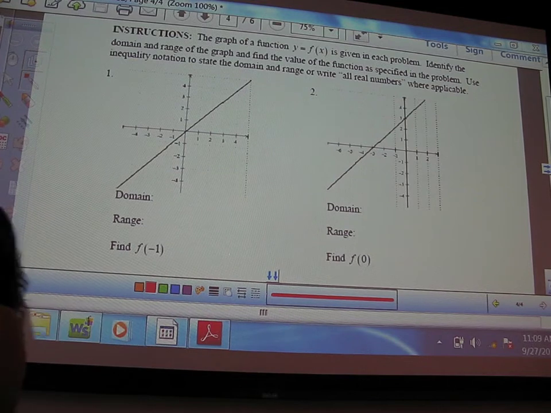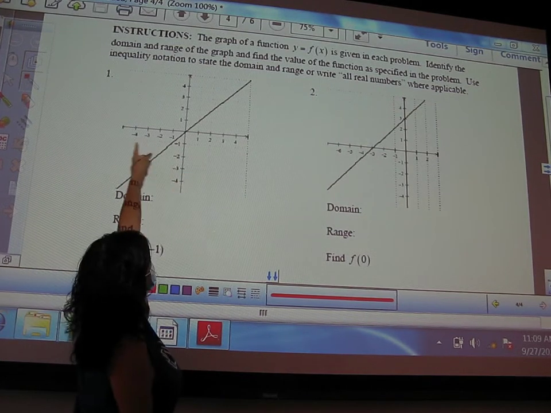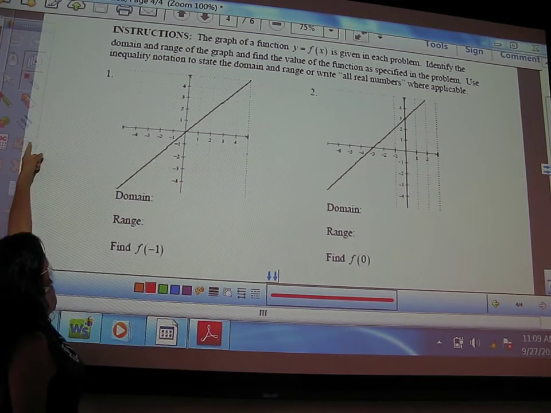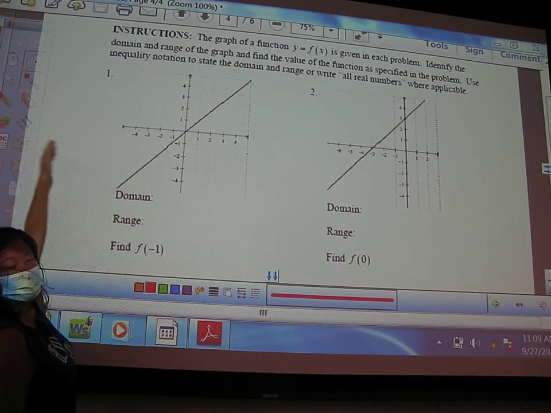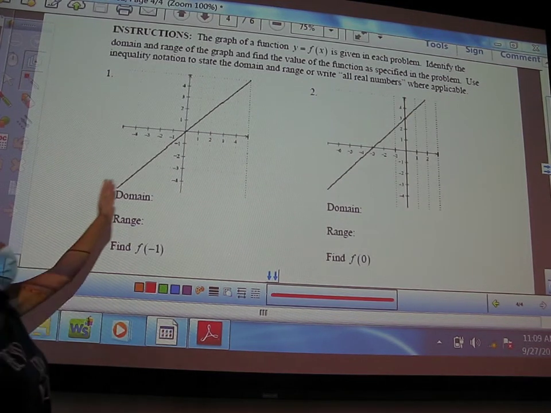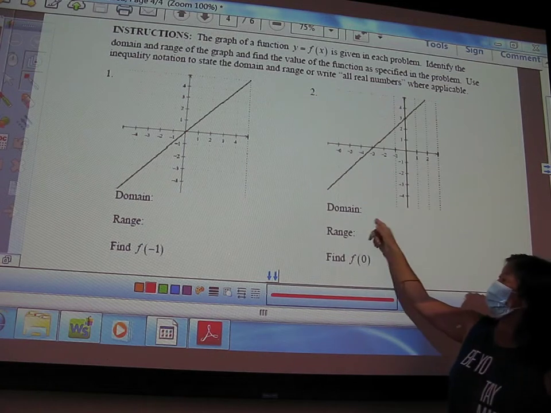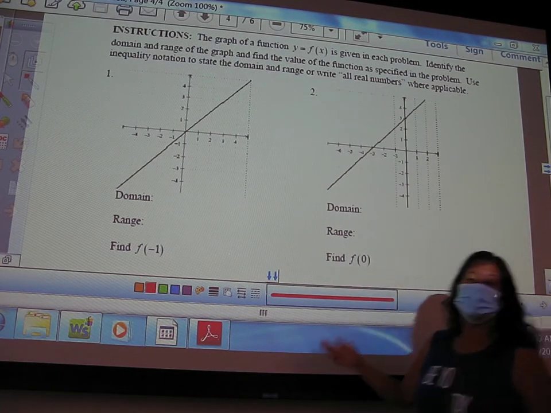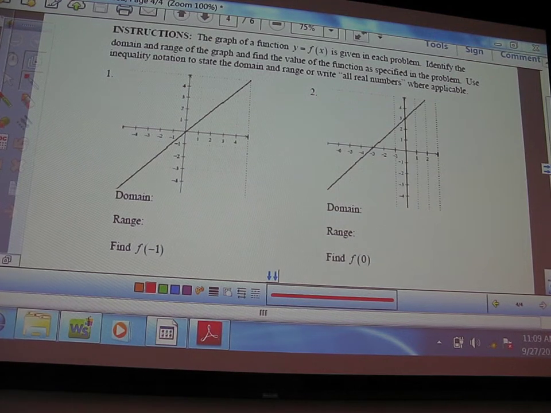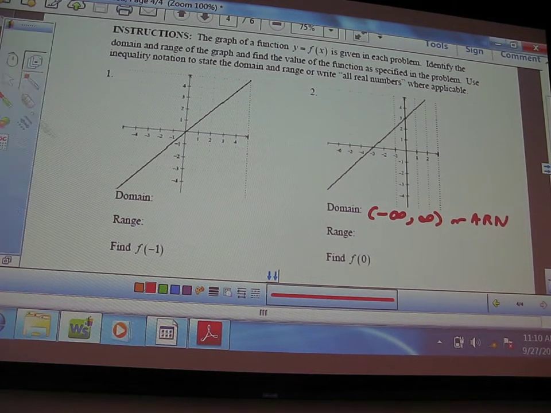Okay, so when we talk about domain and range, domain is only about our x's. Our x's are on this left-right axis here. So in other words, how far to the left will this graph go? Negative infinity. Great. How far to the right will it go? Positive infinity. So the domain of this one is all real numbers, or negative infinity to positive infinity. You can write either one you want. Negative infinity to positive infinity, or all real numbers. Maybe I'll spell it out the first time.